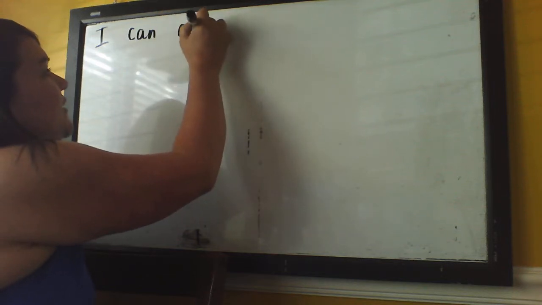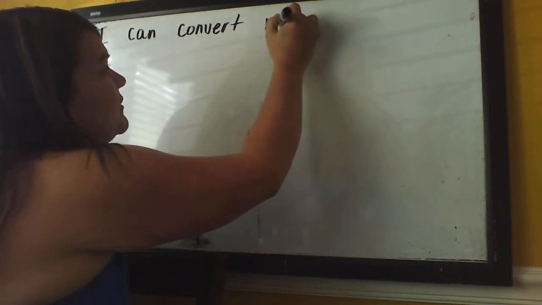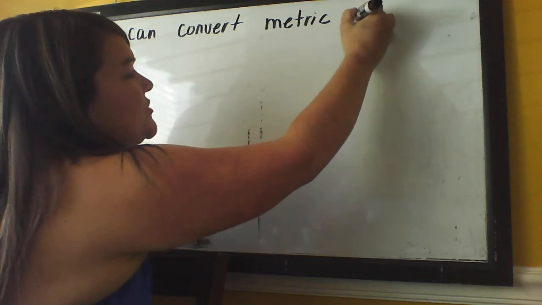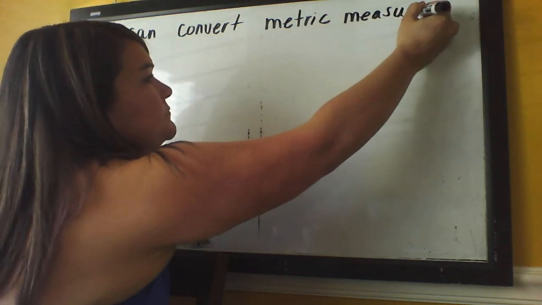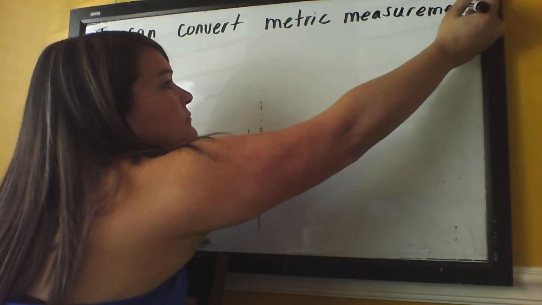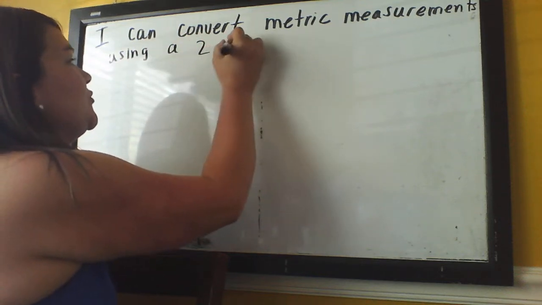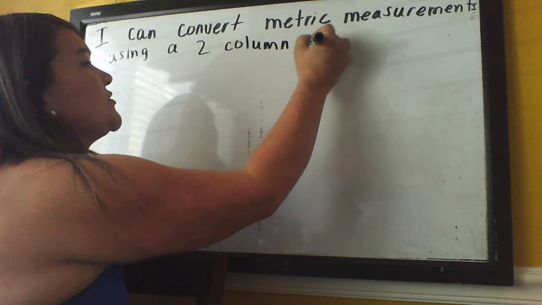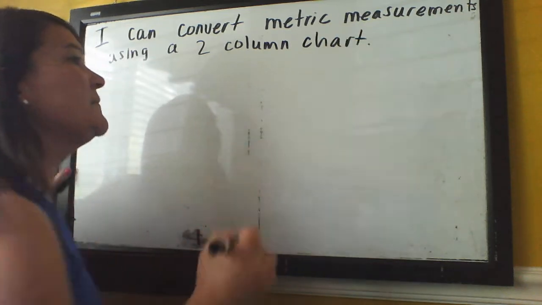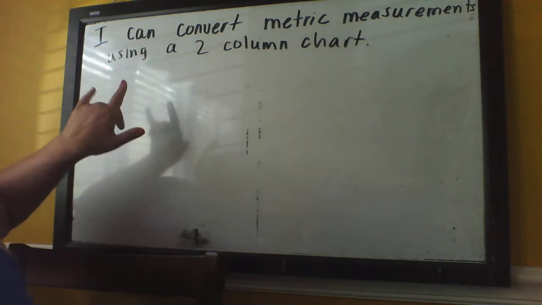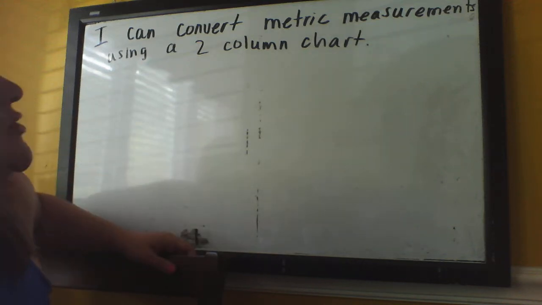We're going to continue working with measurement in the metric system. So we're going to start with our I can. Our I can is: I can convert metric measurements using a two-column chart. Okay, so let's see what we are going to do. I can convert metric measurements using a two-column chart.